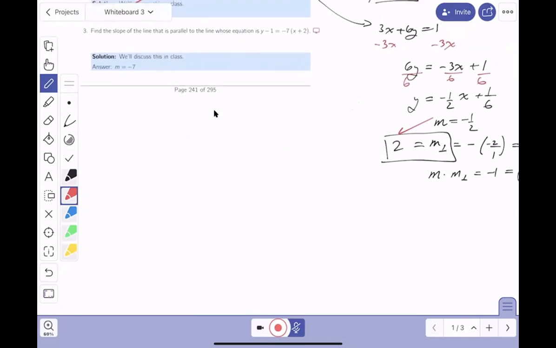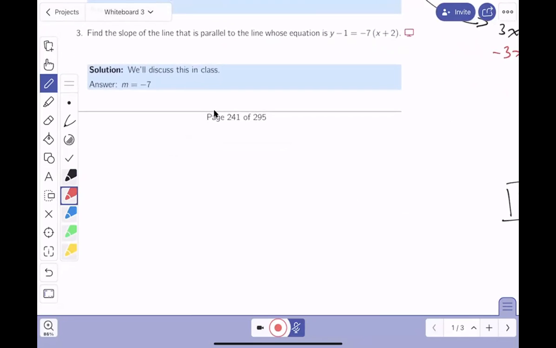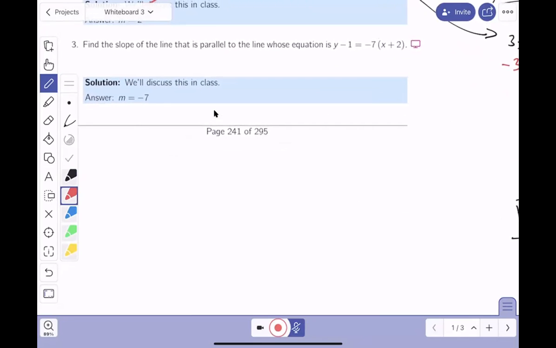Let's keep going. Let's go to number 3. And number 3 says, find the slope of the line that's parallel. Oh, let's put that down then. Again, if you can read this and you know the slope of this line, I'll write this down over here. M is minus 7. That's fine. But let's say you didn't know that by looking at it.